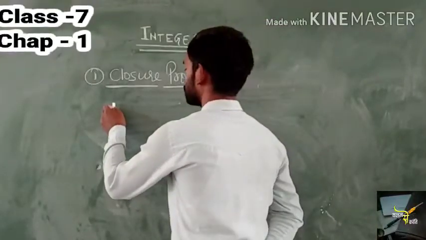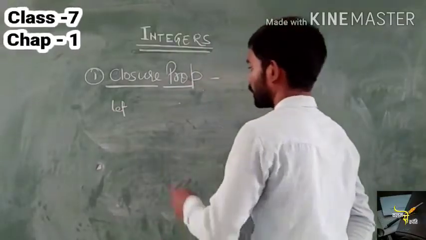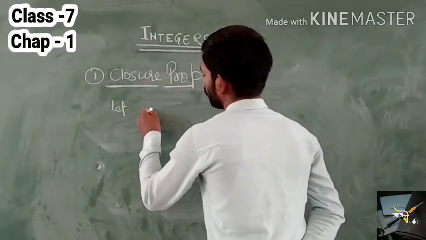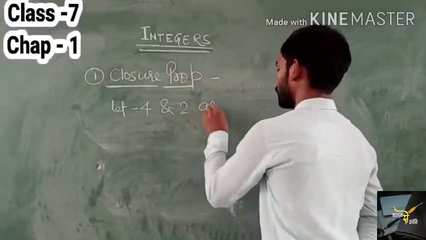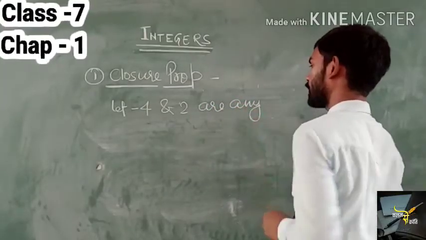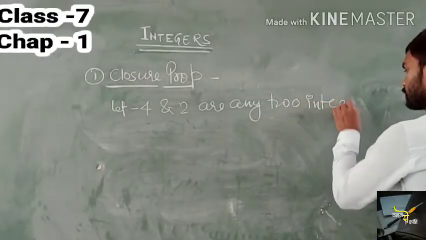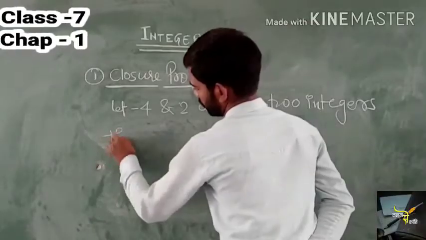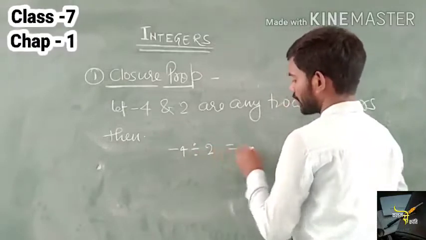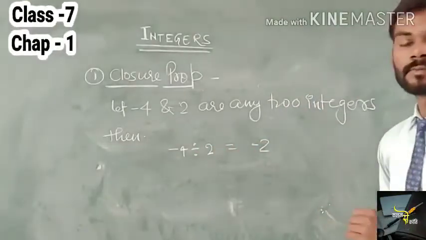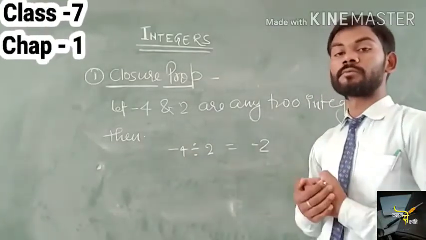If we have, let minus 4 and 2 be any two integers, then minus 4 divided by 2, we get the result as minus 2. Okay, minus 4 is divided by 2, we get the result as minus 2.